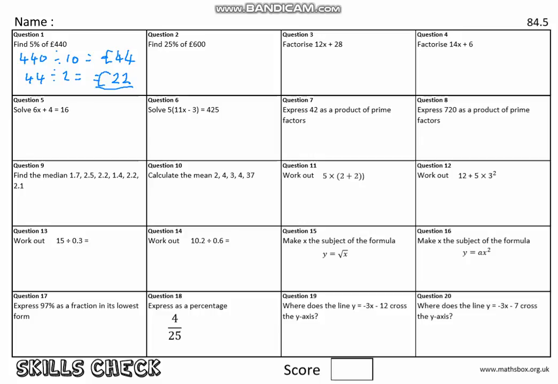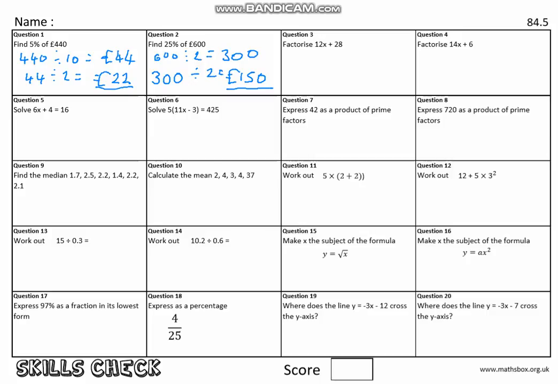Up next, it says find 25% of £600. So 25% is actually just half of 50%. So all we have to do is half it to get 50% and then half it again to get 25%. So we would do 600 divided by 2 equals 300. And then we'd half it again. So we do 300 divided by 2 equals £150, okay? So that's our final answer there, £150.